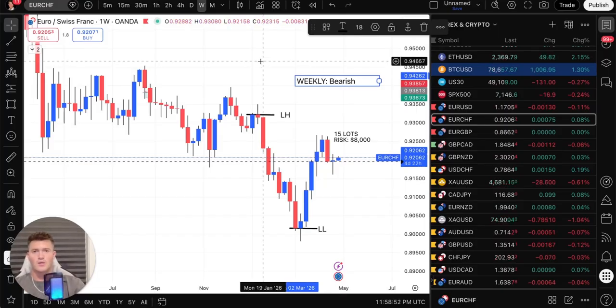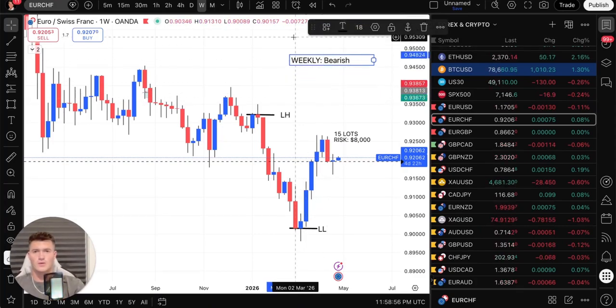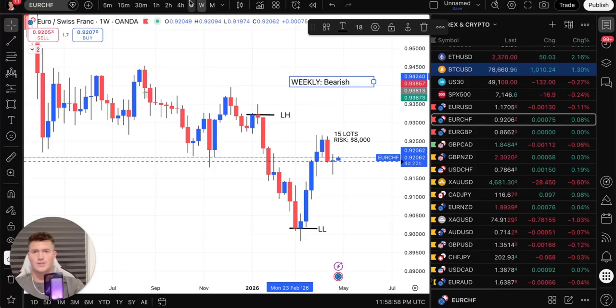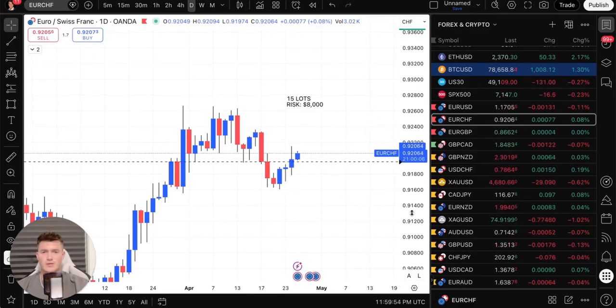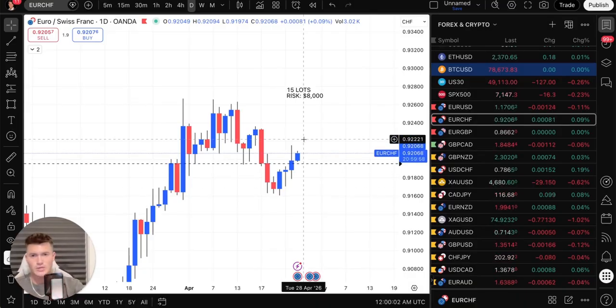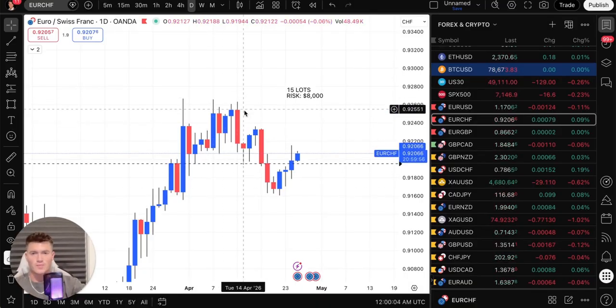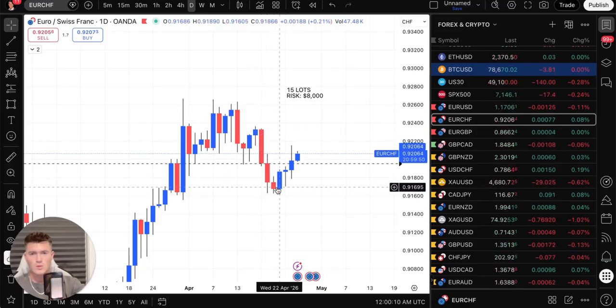Okay? So let's go down to the daily. So zooming in here in our daily time frame, I can tell immediately that we are also bearish, like our weekly time frame. So we've got the weekly bearish and now the daily bearish. As you can see, we broke the low here, retested, and gave us a new lower high, new lower low.